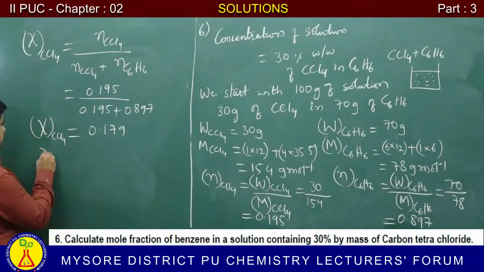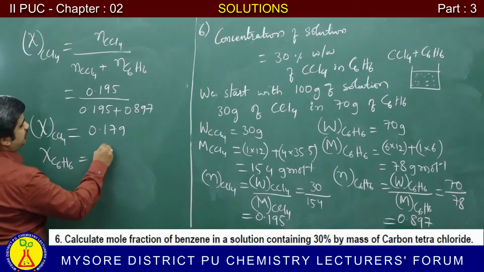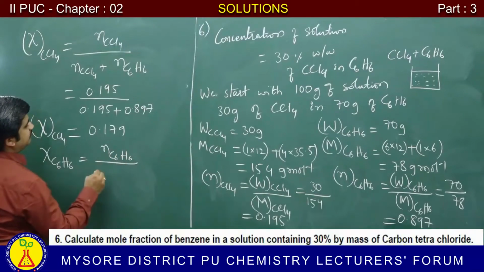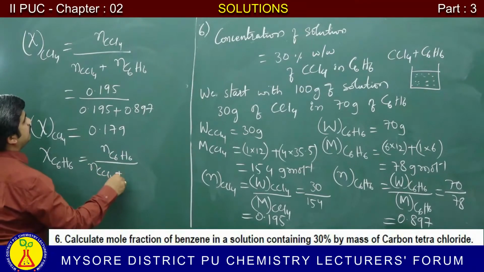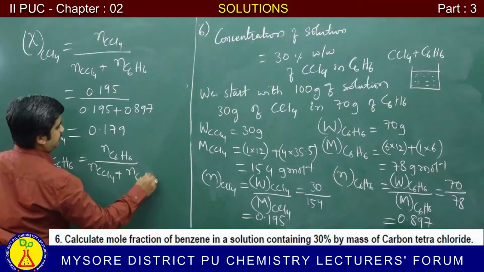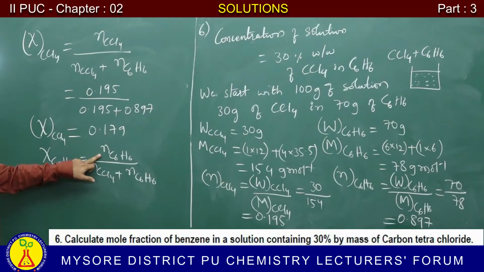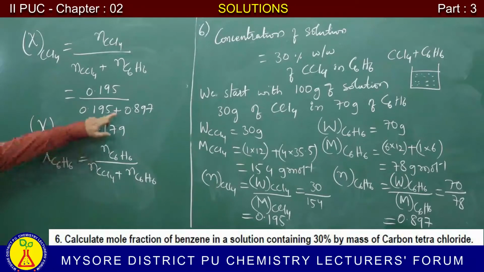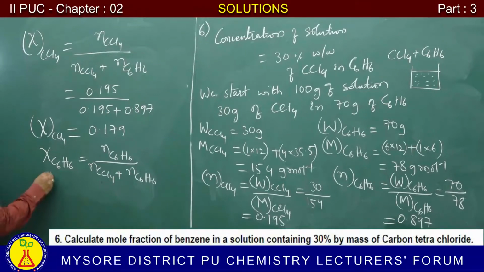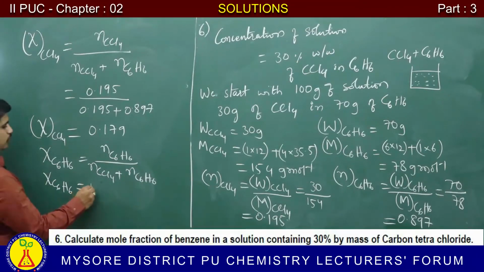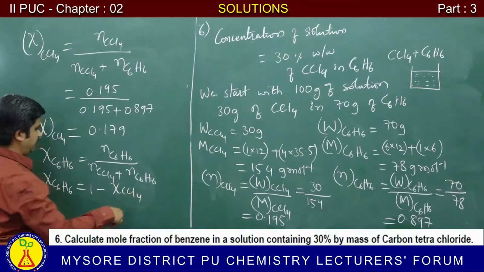Now what will be the mole fraction of benzene? Okay, we can again substitute the number of moles of benzene and the number of moles of carbon tetrachloride. We can do it by substituting like this. How many moles of benzene are there? 0.897 divided by 0.195 plus 0.897. You can do it that way too. Alternatively, what we can do is, the mole fraction of benzene is equal to 1 minus the mole fraction of carbon tetrachloride.